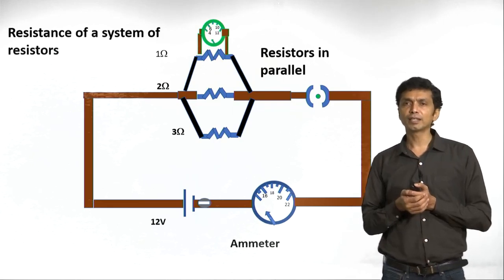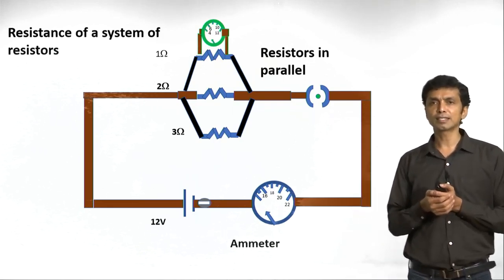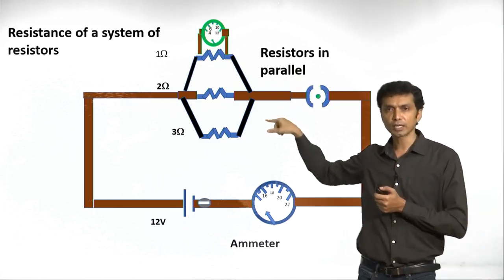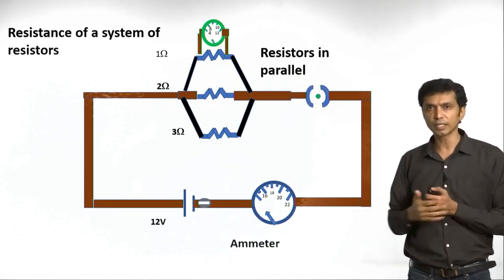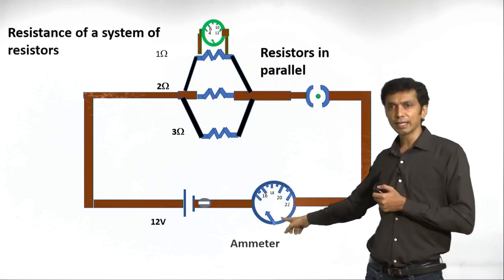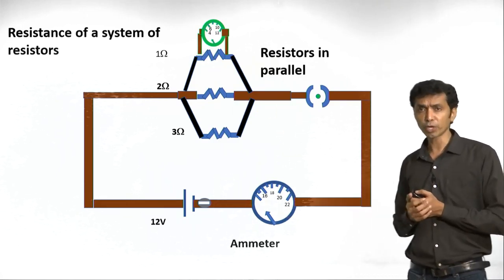Here we are connecting the resistors in parallel. Just observe, one below the other, across, they are connected across, not one after the other as in series. Let us start measuring current and potential difference.